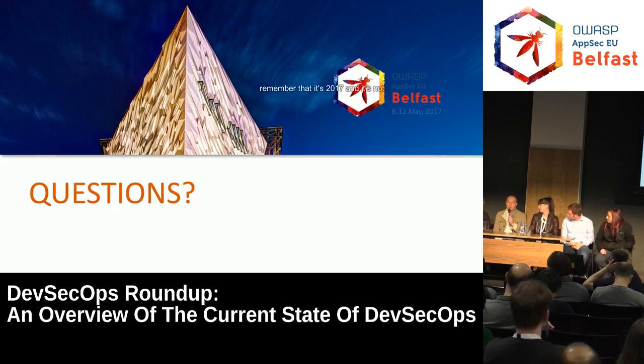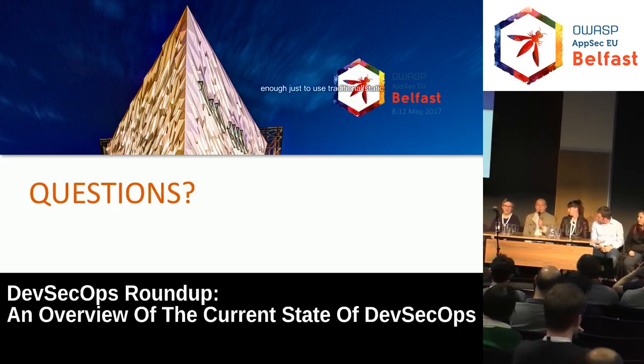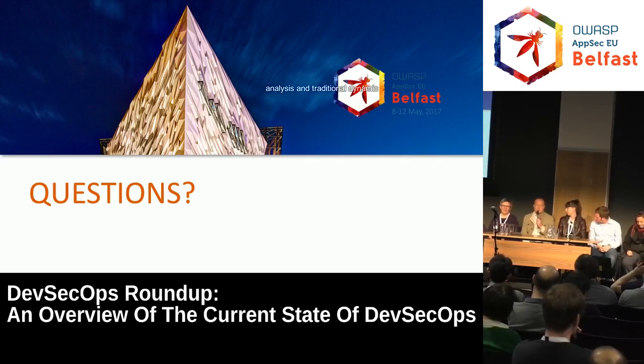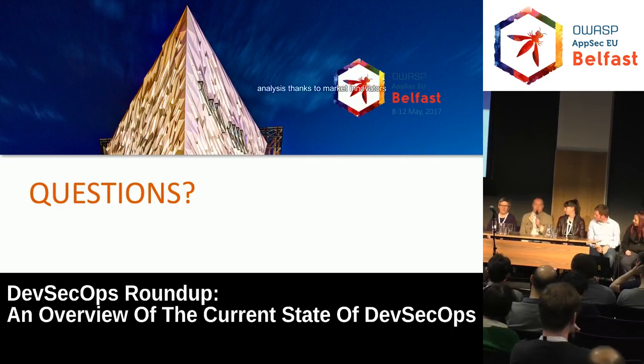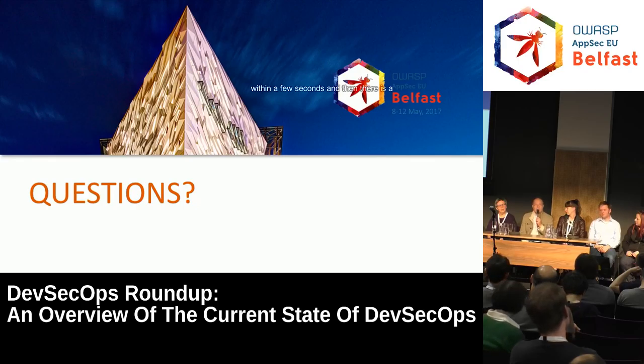I believe we have to remember that it's 2017, and it's not enough just to use traditional static analysis and traditional dynamic analysis. Thanks to market innovators, there are new technologies that already came to the market. In particular, there is specially designed developer static analysis that would enable you to test your tiniest snippets of code within a few seconds. And then there is team-oriented static analysis that would let you test your builds very quickly.